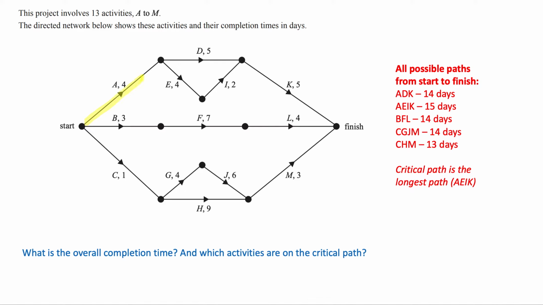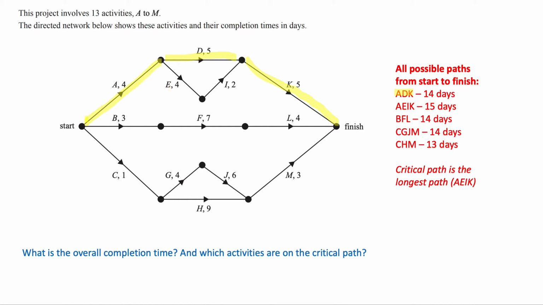So if we go A to D to K, that's a path from start to finish, A, D, K. So that's that one there. And that takes 14 days, right? 4 plus 5 plus 5 gives a total of 14. Right, so over here, this might be your working out where you write down the possible path and how long it's going to take. Then there's also the next one, and again, I'm just working from top to bottom here.